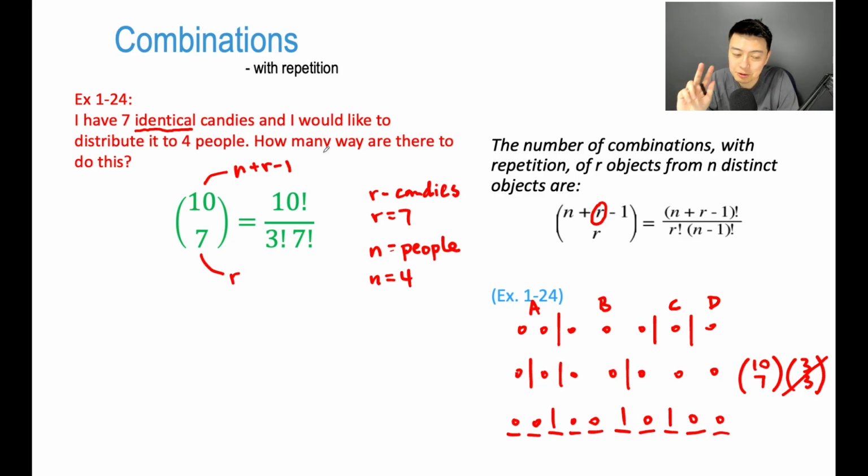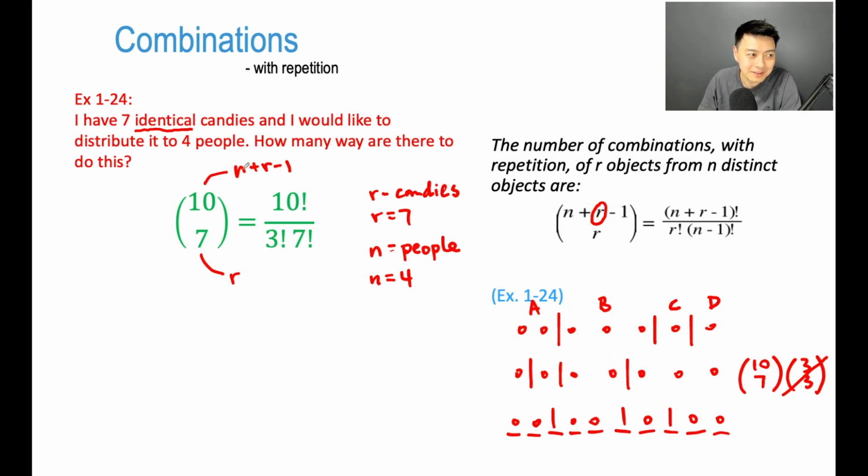Now, there's a couple things I want to point out here. Number one is I can put the bars anywhere, right? So if I put 2 bars next to each other, that means I'm essentially giving somebody nothing. So that's possible. I can give somebody nothing. We should note that that is true, so we should keep that in mind.